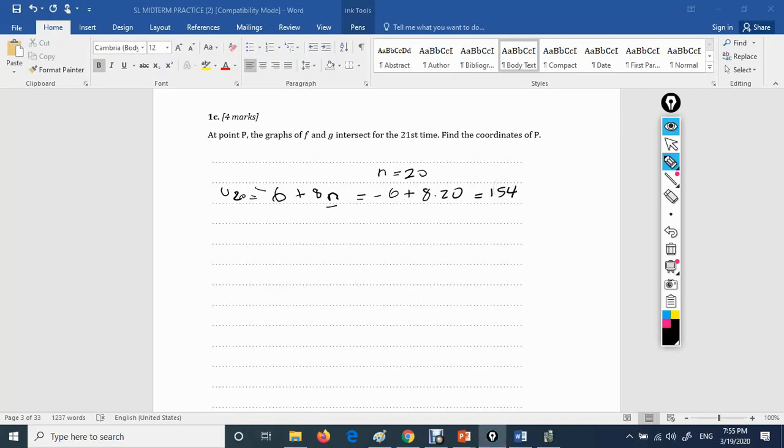154. But they're asking us for the coordinates of P, of the point. And this would be the x coordinate. So which is the y coordinate? Well, remember that this function g is simply square root of x. Therefore, we can now conclude that the point P will then be 154, comma, square root of 154. And that would be the answer.